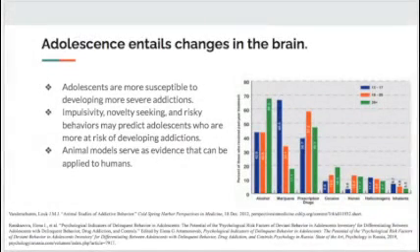Adolescence is a time of dramatic changes in the brain. That said, adolescents are more susceptible to developing more severe addictions. Some psychological factors distinguish adolescents who are more prone to developing addictions than their peers.